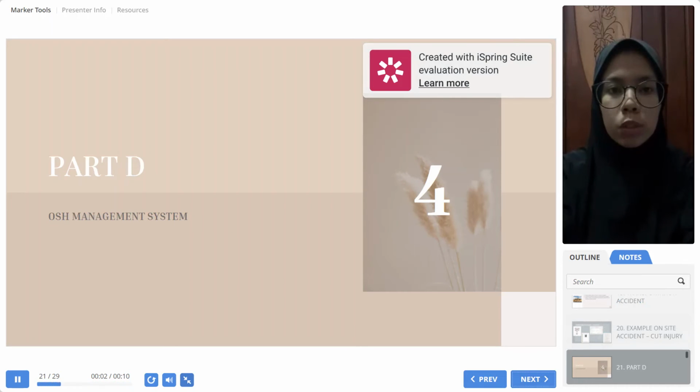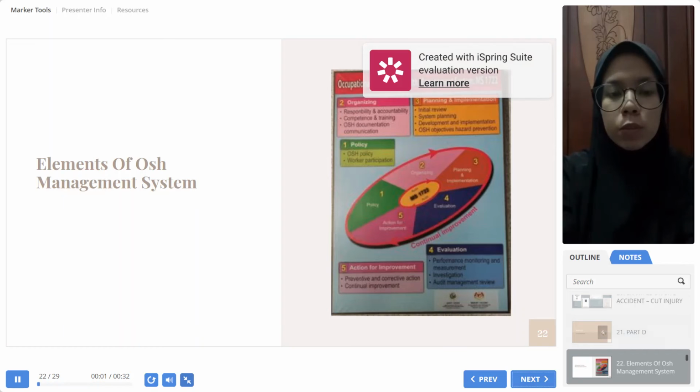Assalamualaikum warahmatullahi wabarakatuh. My name is Anis Natasha binti Juki. I will present about the OSH management system in this project. Occupational health and safety management system encompasses more than a health and safety program. Having an effective management system improves the ability to continuously identify hazards and control risks in the workplace.